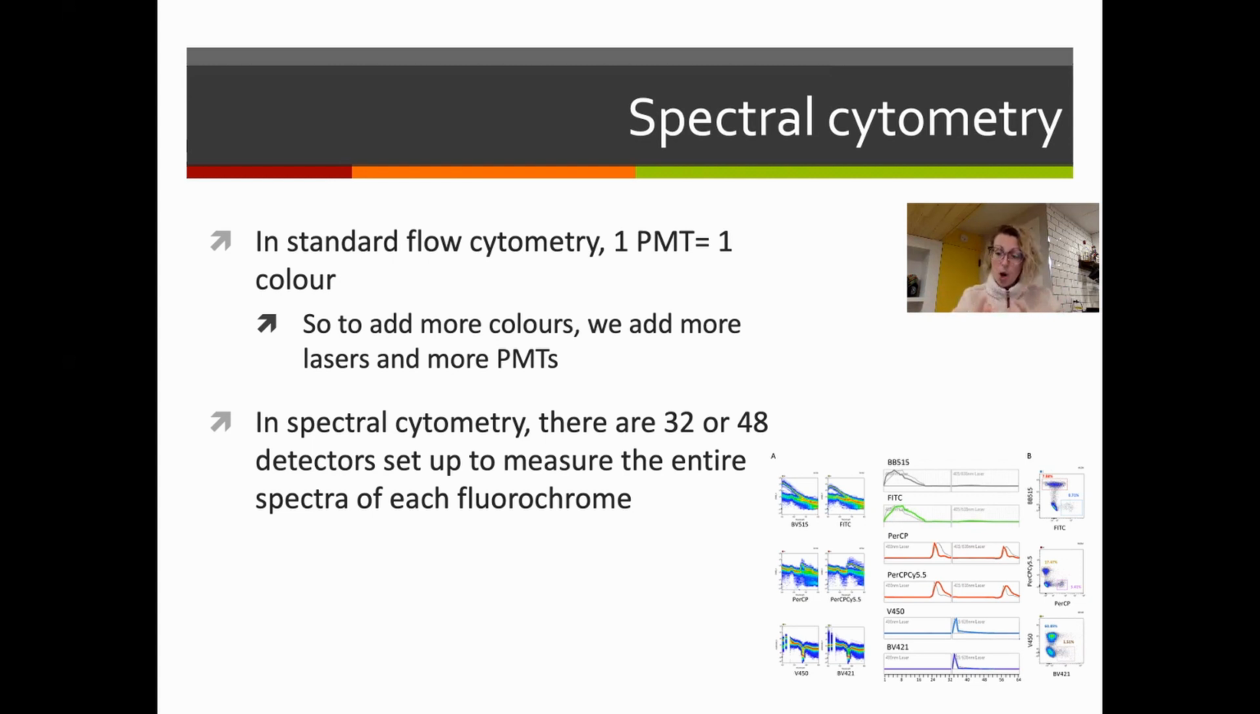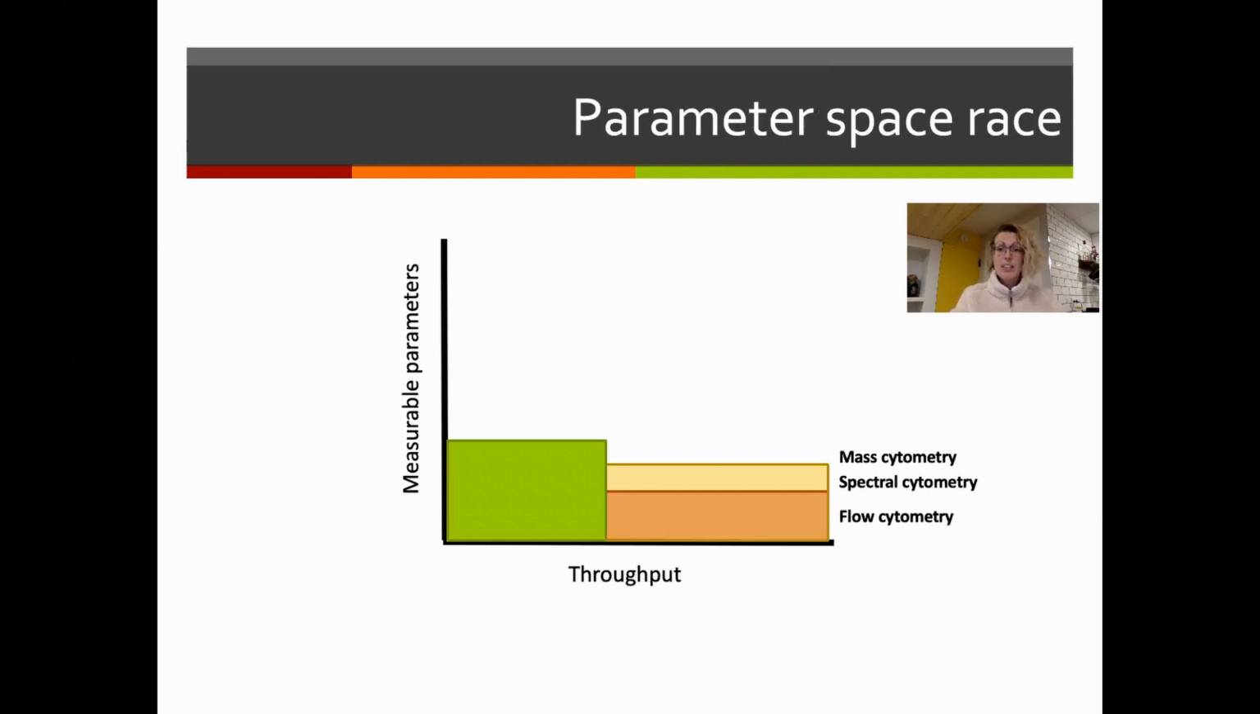So this has really opened up the number of parameters, the number of fluorochromes, you can put on a single cell. A recent panel that was just published last year had 40 different fluorescence markers on a cell that they looked at on a cytometer with 3 lasers. So that's incredible. After this, we have something called mass cytometry.